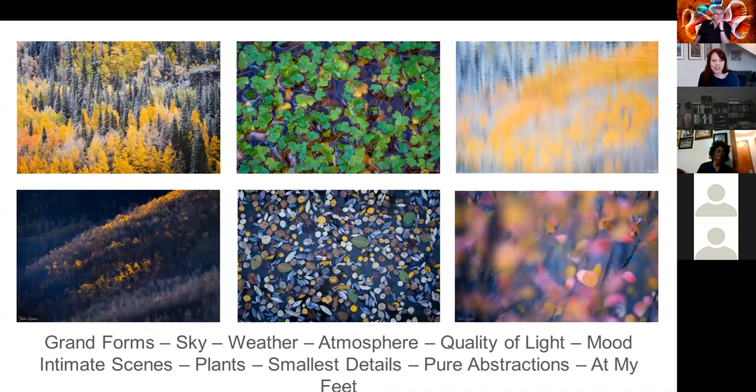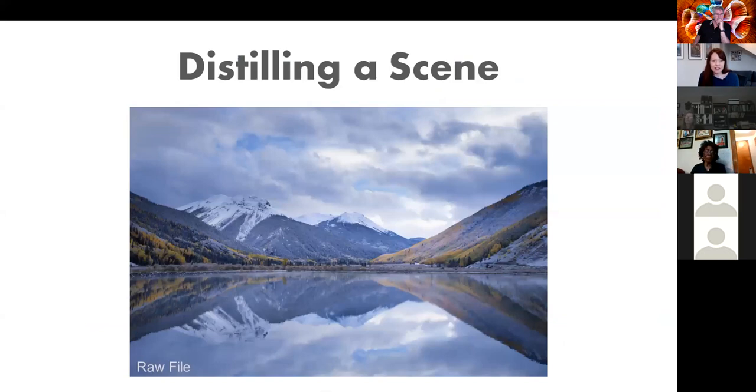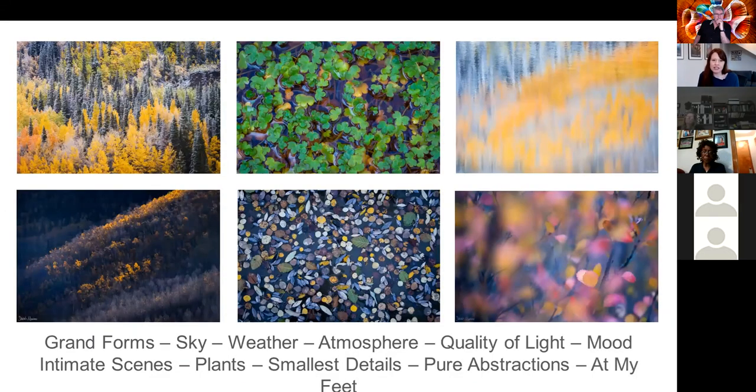So this grand landscape is what most people photograph, but we're interested in distilling a scene, going far beyond the most obvious thing, because observations create opportunities for compositions. So I'm looking at the grand forms. What do the mountains look like? What does the lake look like? What's happening in the sky? What is the weather doing? Is there any interesting atmosphere? What's happening with the light? Is it overcast? Is it bright middle of the day? Is it twilight? And based on those qualities, what are the opportunities for photography?